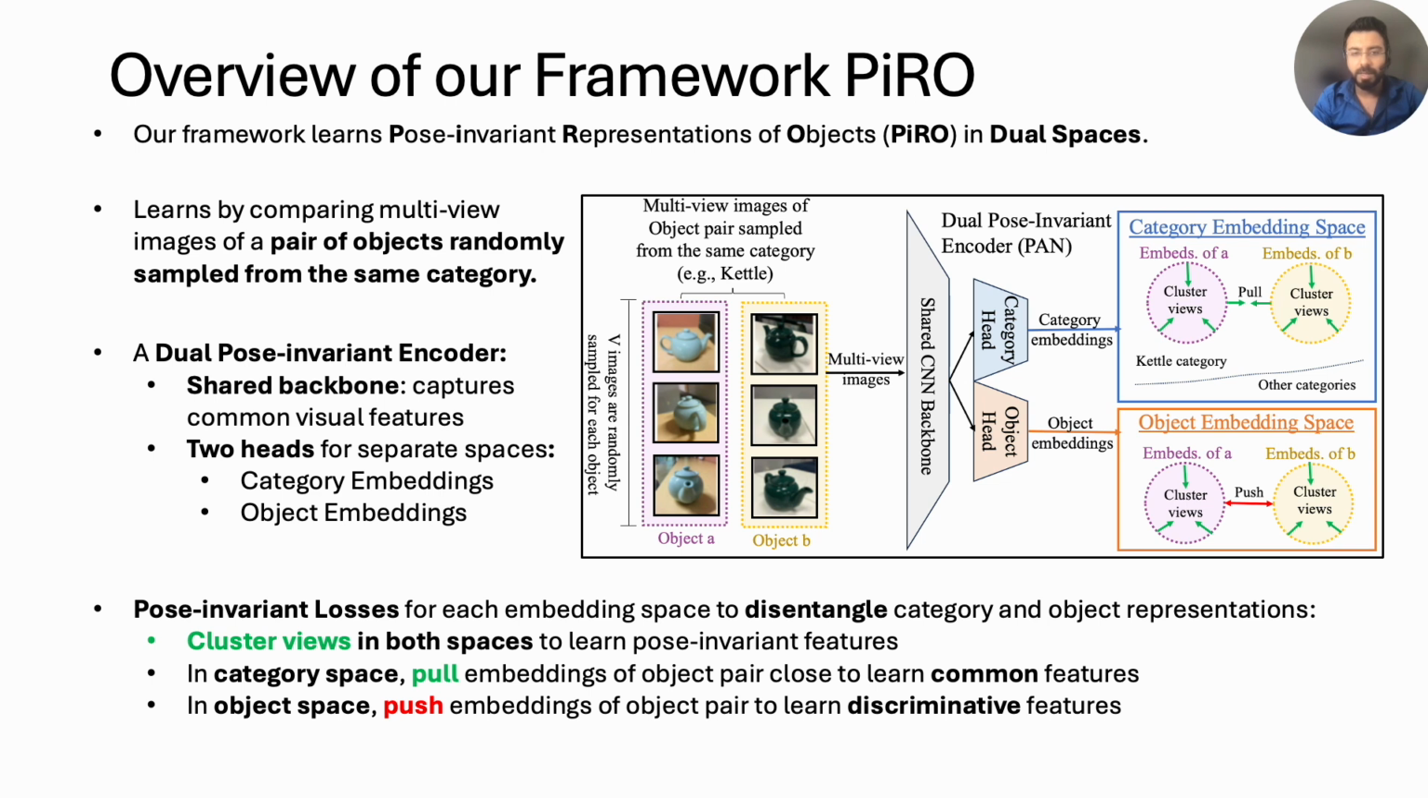In both the spaces, embeddings from different views are clustered to learn pose-invariant features. Further, in the category space, the embeddings of two objects from the same category are pulled close to each other to learn common features, while in the object space, the embeddings are pushed apart to learn discriminative features to distinguish between them simultaneously.